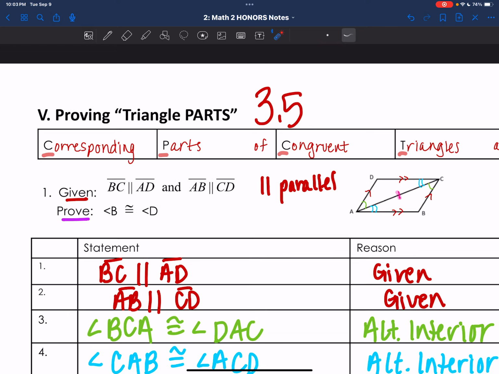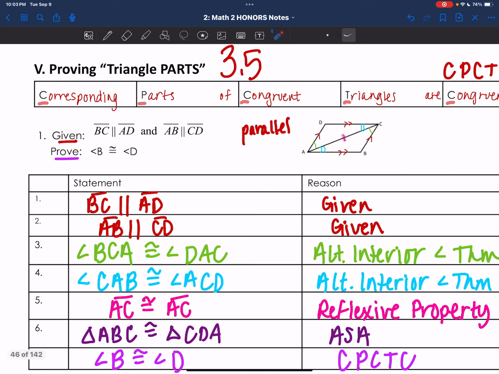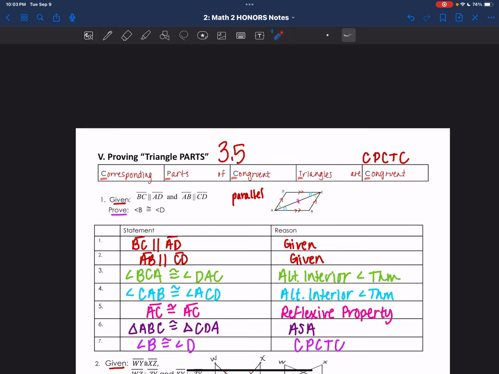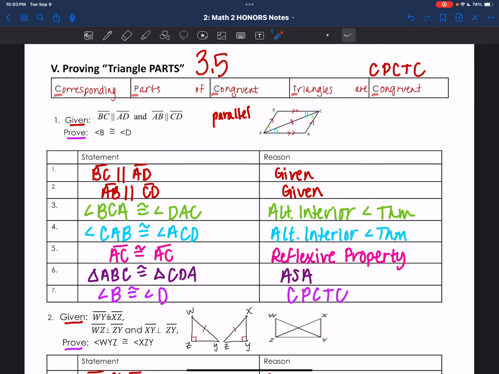All right. So what I did was for my given statements, I put this here, reason, given. I put this here, reason, given. That's easy. Now what we need to do is figure out how we can prove these are congruent by finding corresponding parts. So corresponding parts basically means same spot, different triangle, or same spot, different shape. All right, so let's go ahead and do the next thing.